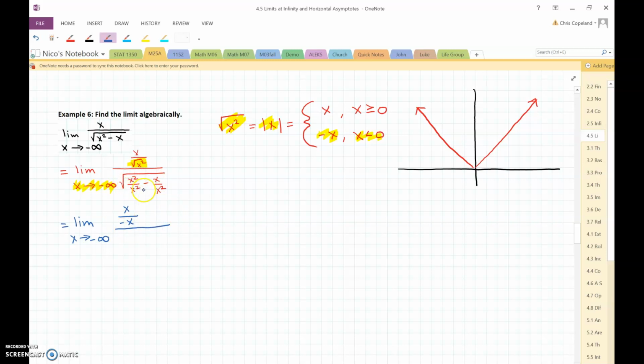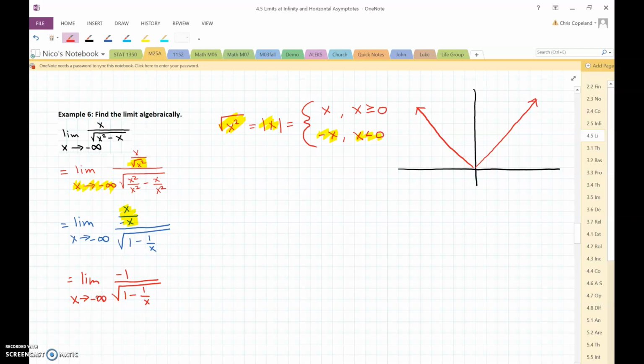And then underneath the square root, I can just simplify this. So I can make this 1 minus 1 over x. And now, this part here, I can simplify this and make this negative 1 all over the square root of 1 minus 1 over x as x approaches negative infinity.